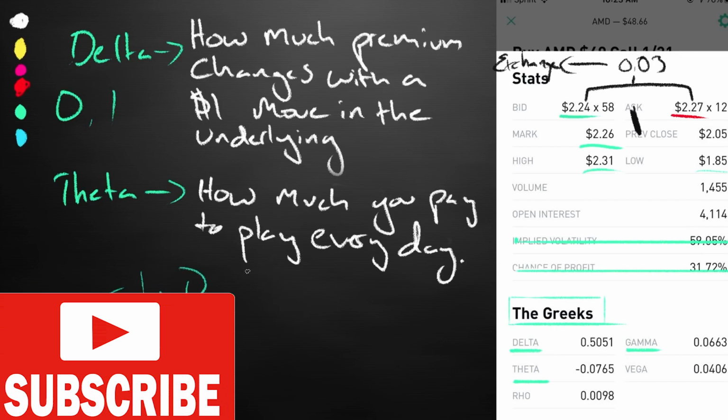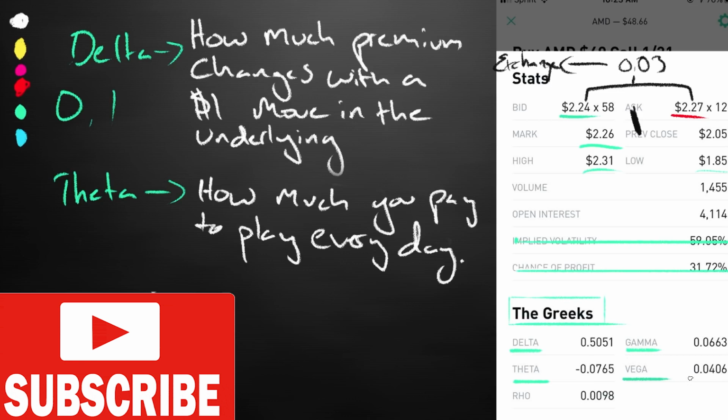So when you're betting on the stock going down, it's negatively correlated. So if delta is -0.5 for a put, that means if the stock goes down, you are going to make $50. If the stock goes up, you are going to lose $50. So they're inversely correlated. But we'll touch on puts more in a minute. Once you get calls down, puts is easy, I promise you. Vega is how much your premium is going to change based on a 1% move in implied volatility.